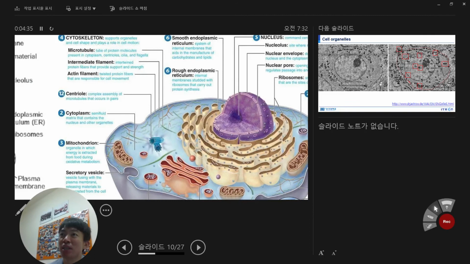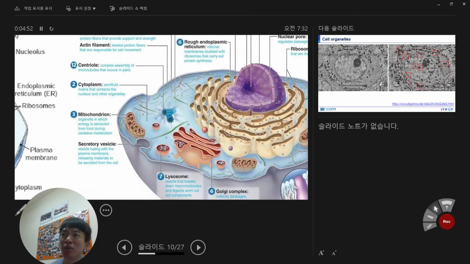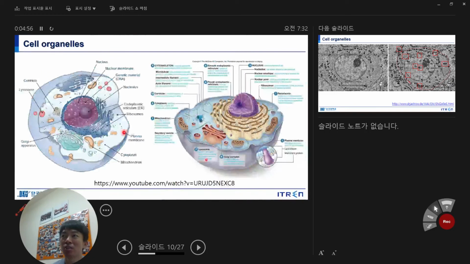And there is a centriole in some cells. Centrioles are detected in the center of the cell, so sometimes you can stain the centriole to know where the center of the cell is. Cytoplasm is just a jelly-like structure. The mitochondria are the energy factory. After these images, I will show you the organelles one by one in TEM images.